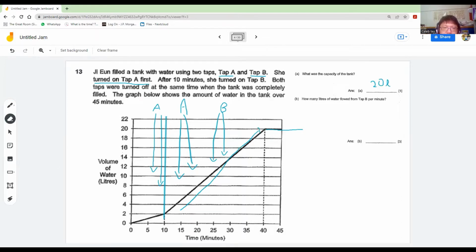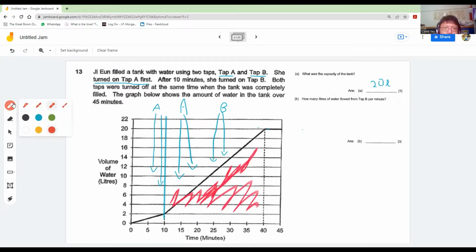Now the second one is they want to ask you how fast is B? There's no way we can tell B without telling A, because everything in this portion has A and B, A and B, A and B. So what to do? Let's remove the water from A first. How do we know how much water comes from A? Well, we look at the very first yellow portion here.